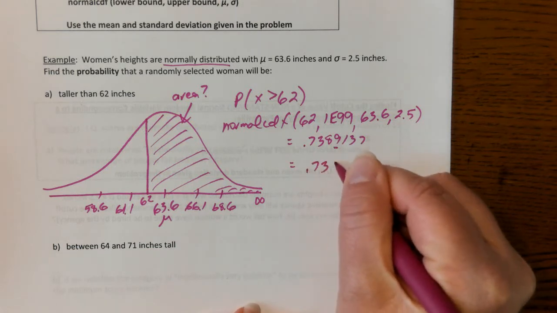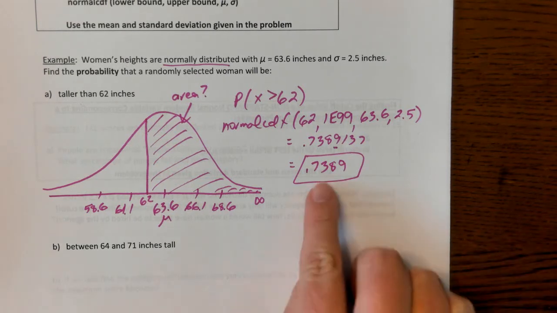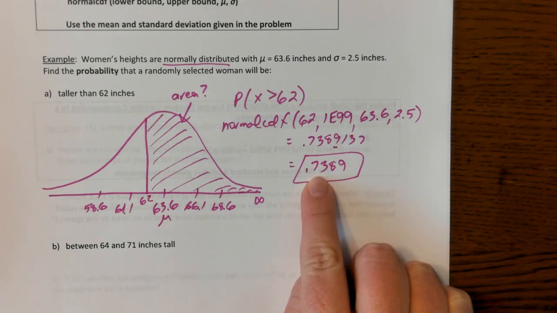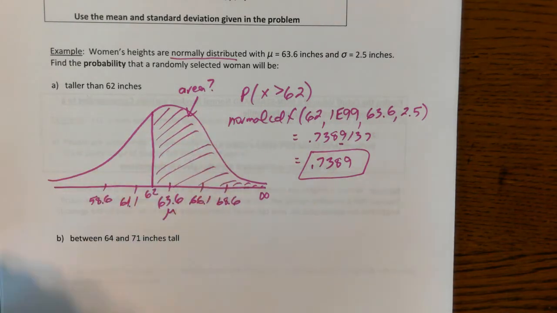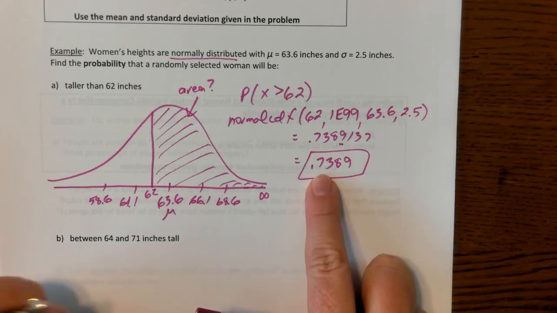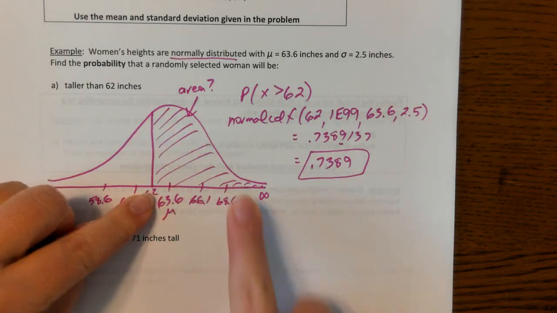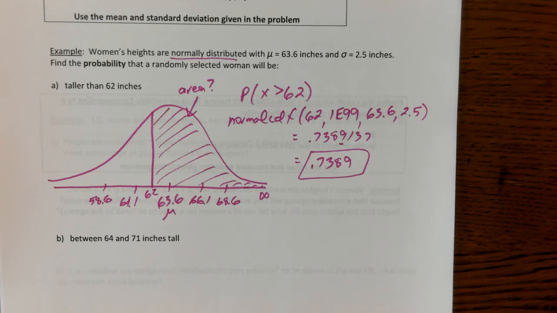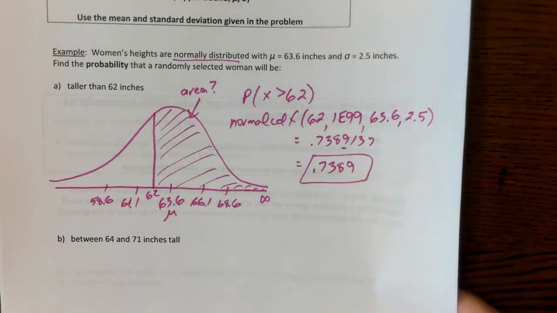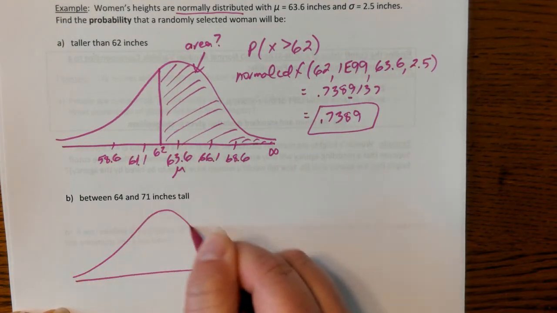So 0.7389 is our answer. That means there is approximately a 74% chance that any random woman we pick will be taller than 62 inches. It also means that approximately 74% of all women are above 62 inches. Remember, there are two interpretations there. It's the probability of one person individually, or the percentage or proportion of all people that would be in that category.